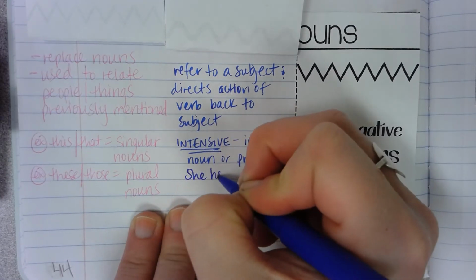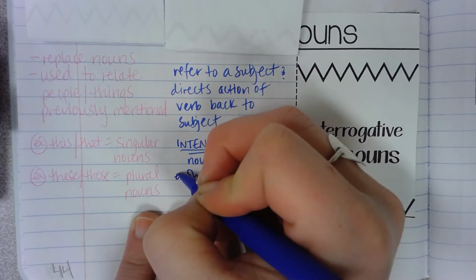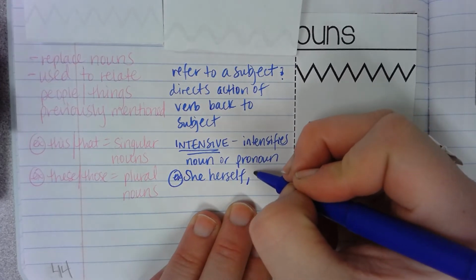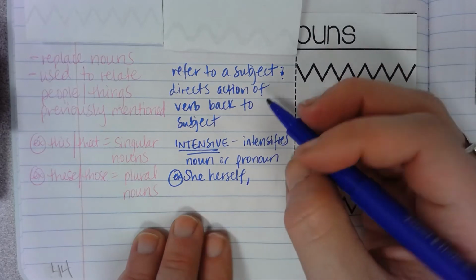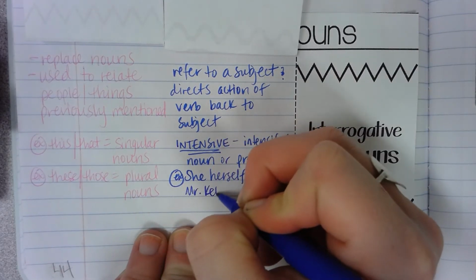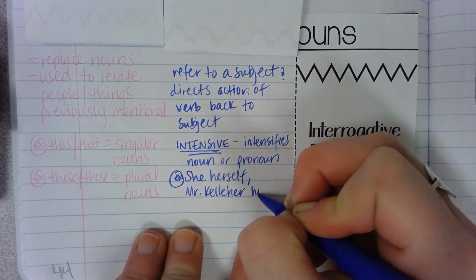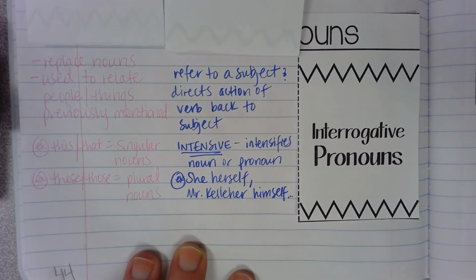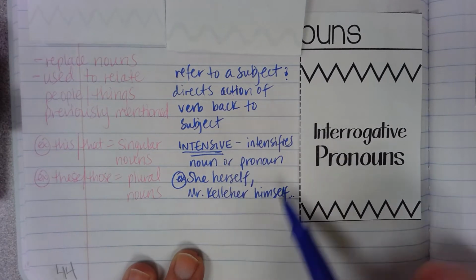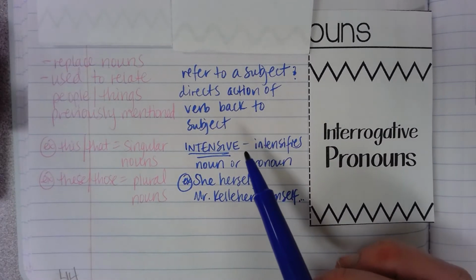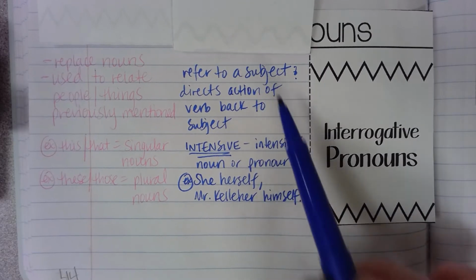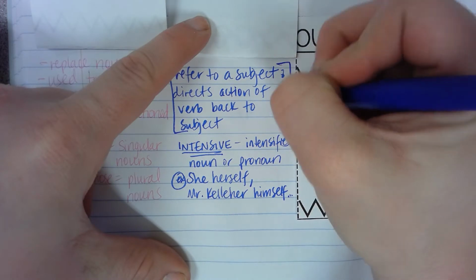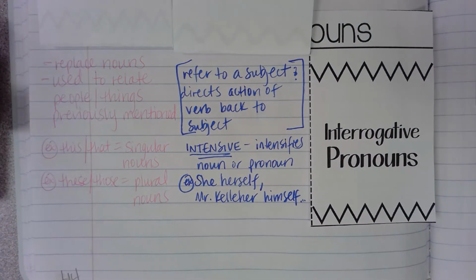She, herself, he, himself, or Mr. Kelleher himself. Sentence would continue. Okay, so you can see the long list of all the different types of words that are considered either of these. But this is reflexive here. And then just know that intensive and reflexive are used together, so we did both of them on here.